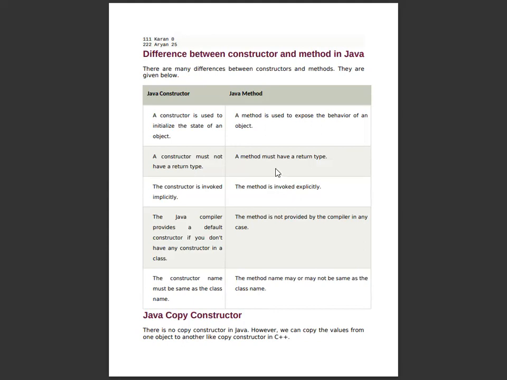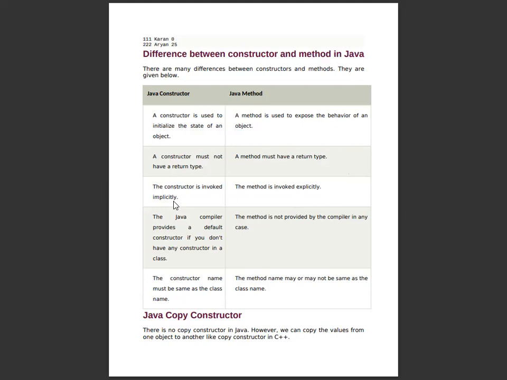A constructor must not have a return type, but a method has a return type. A method is invoked explicitly and a constructor is invoked implicitly. It means that whenever we are creating an object, automatically the constructor is getting called, but to call the method, we need to call that method first. Okay, to execute the method, we need to call it.